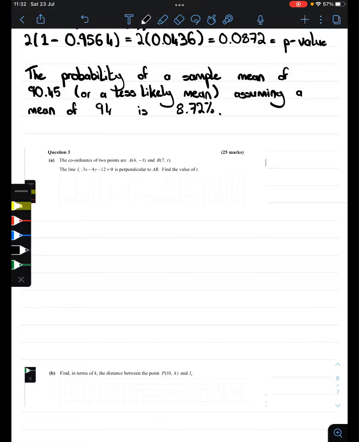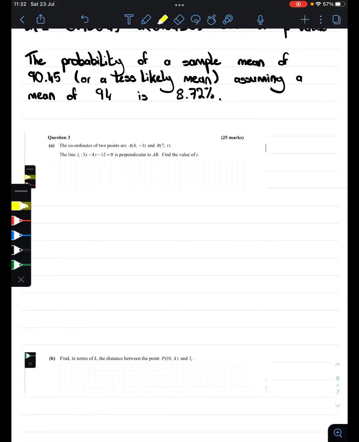Hi guys, so we're going to take a look at question 3 from paper 2 of the 2015 exam. The coordinates of two points are A(4, -1) and B(7, t). Always mark what's relevant. The line L1, which is 3x - 4y - 12 = 0, is perpendicular to AB. Find the value of t.